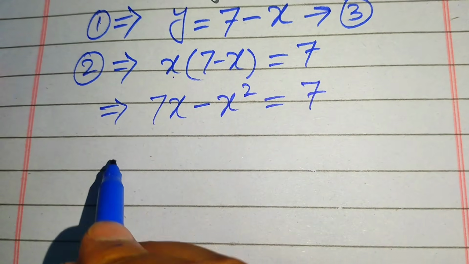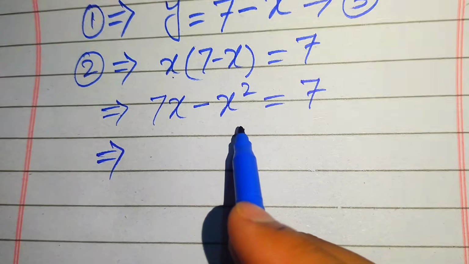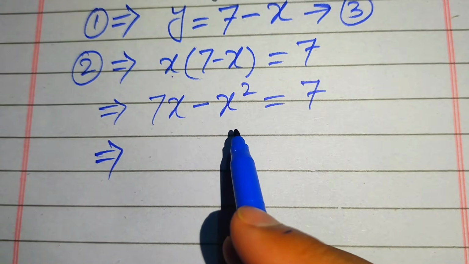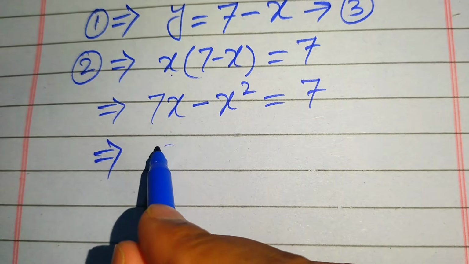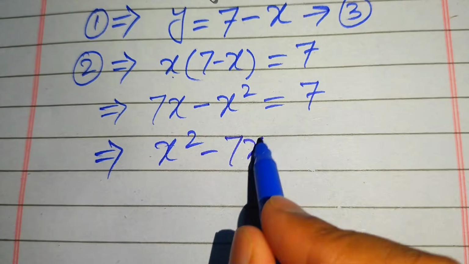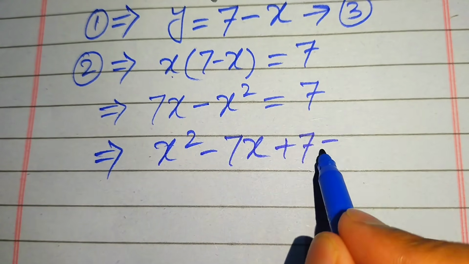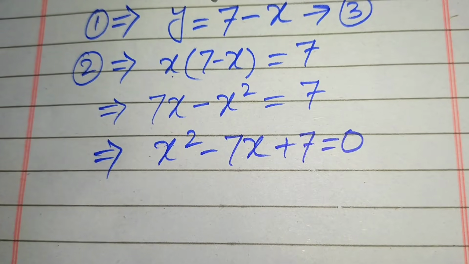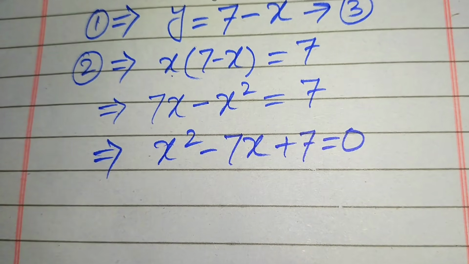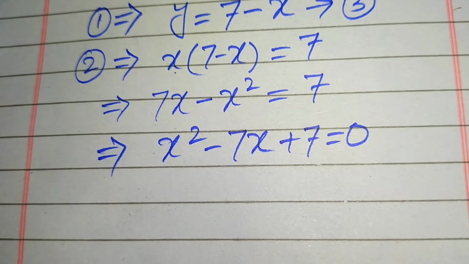And now in the next step we move the terms from left hand side to the right hand side and we get minus x square. When we move it to the right hand side it becomes plus x square. This is plus 7x becomes minus 7x, and this is plus 7 is equal to 0. And in the next step, you see that this equation becomes a quadratic equation in x variable.